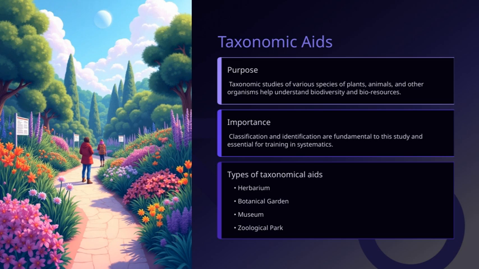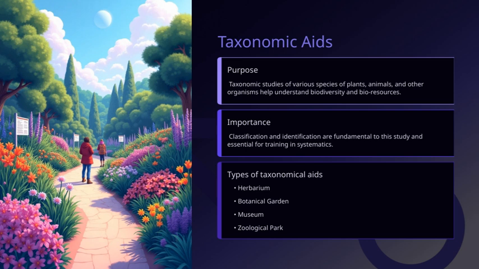All these tools, zoological parks, museums, botanical gardens, and herbariums, are collectively known as taxonomical aids. They are fundamental because they support classification and identification, which are the backbone of systematics. The importance of these aids lies in their ability to deepen our understanding of biodiversity and bioresources, helping us conserve and utilize these resources effectively.